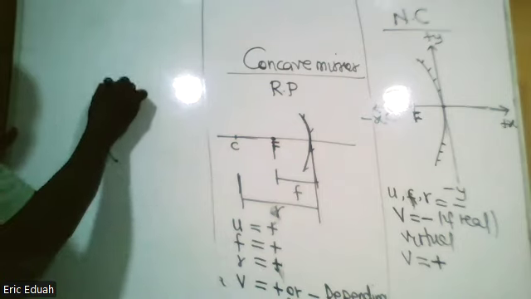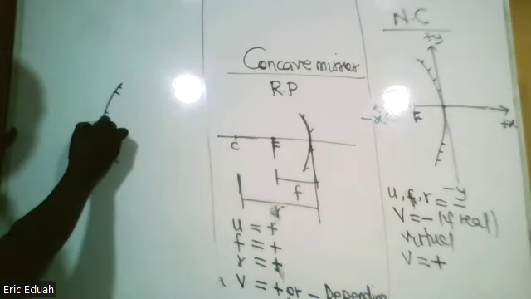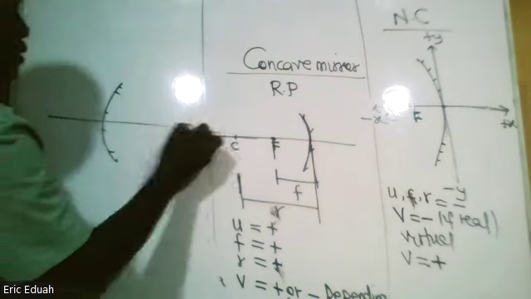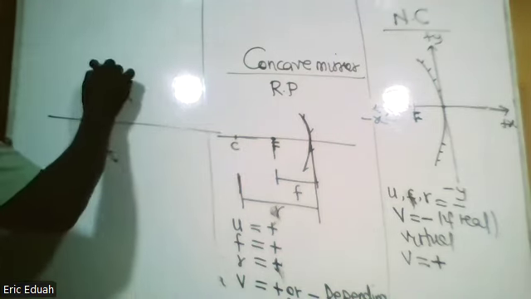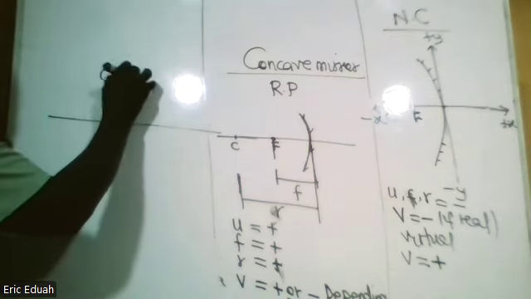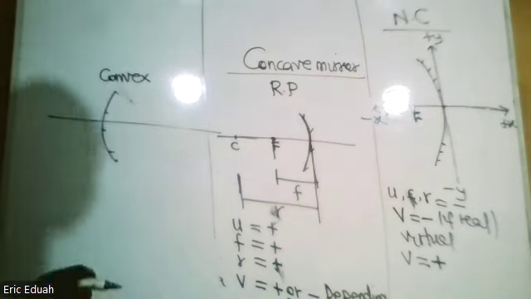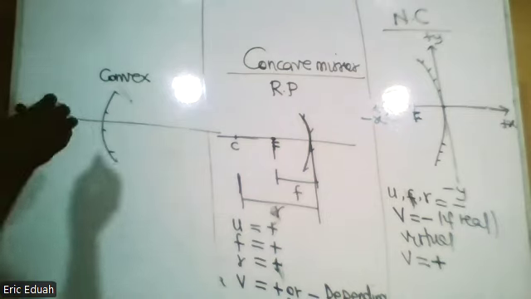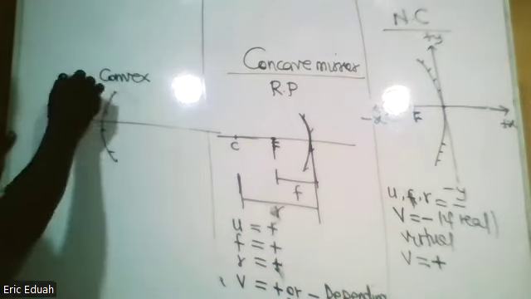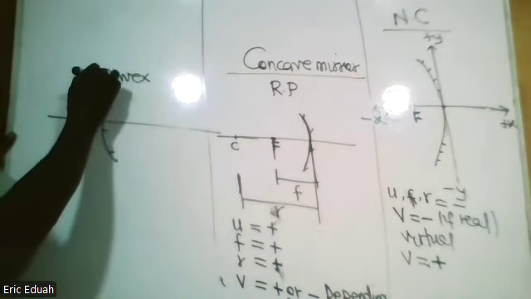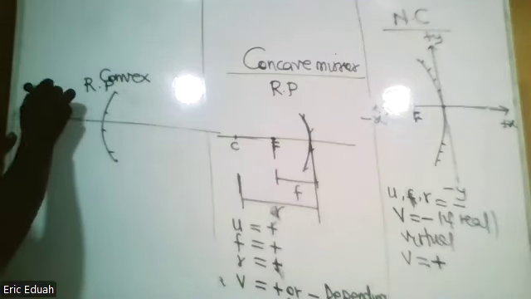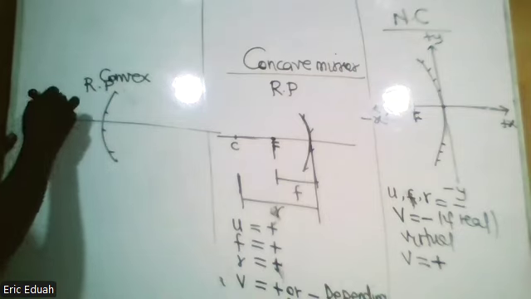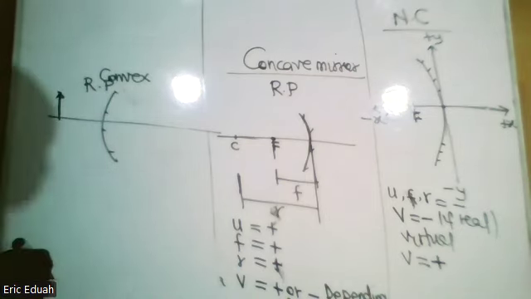So this is a convex mirror, and we are applying the RP convention. The object must always be placed in front of the mirror, so it is always real.